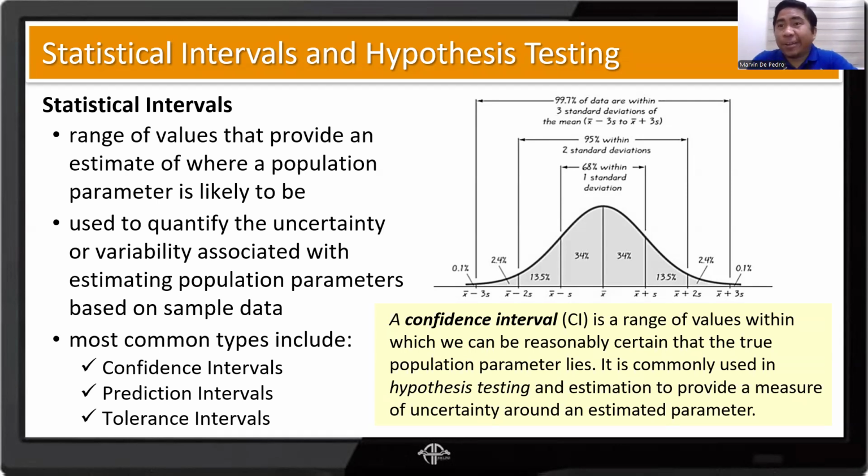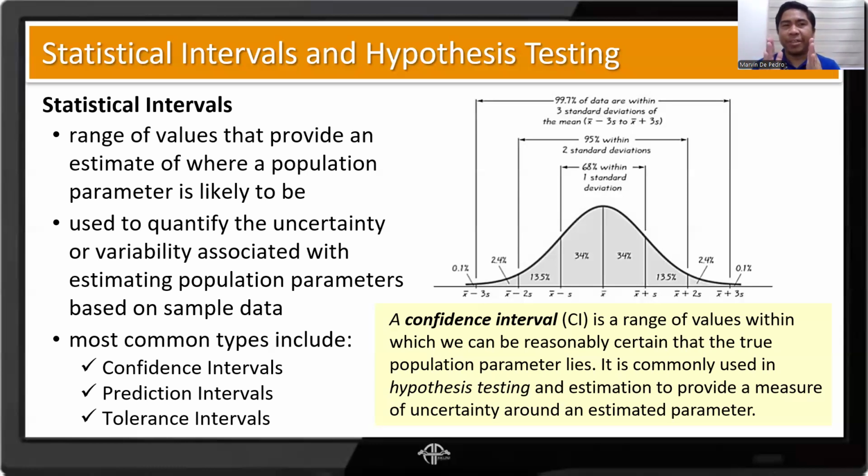Statistical intervals are a range of values that provide an estimate of where a population parameter is likely to be. For example, our population mean could be from this lower limit up to this upper limit. We have limits, and in between the limits is our interval. Statistical intervals are used to quantify the uncertainty or variability associated with estimating population parameters based on sample data.